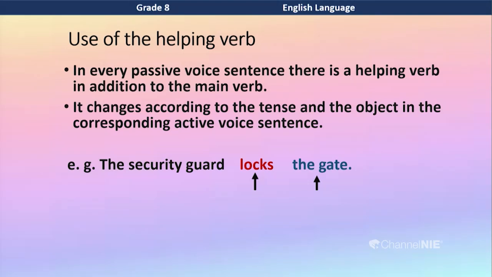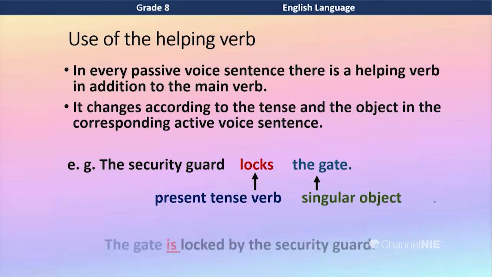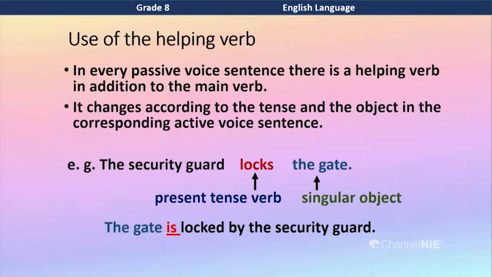So, I have given a sentence here. The security guard locks the gate. Miss, can you say the tense of this sentence? It is present tense. And what can you say about the object? It's the gate. Yes, the gate. And is it singular or plural? Gate is singular. So, we have to remember that when there are singular objects, the helping verb is different, and when there are plural objects, the helping verb is also different, right?